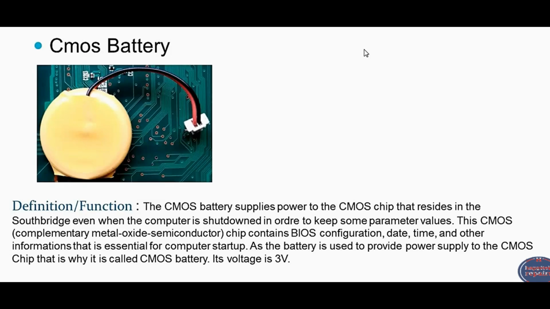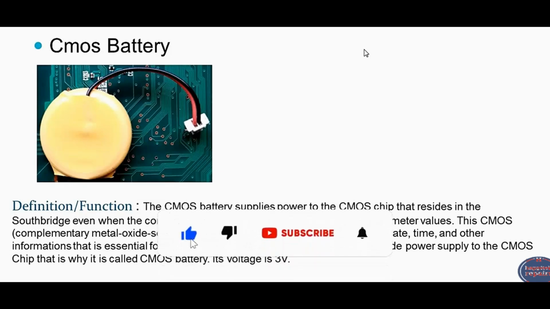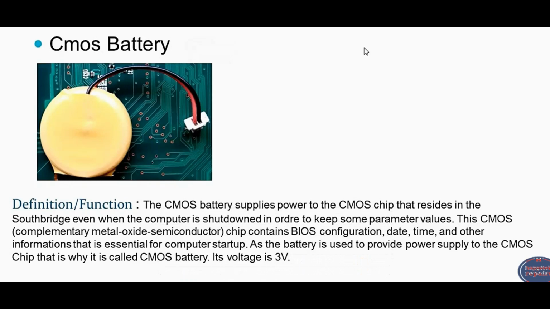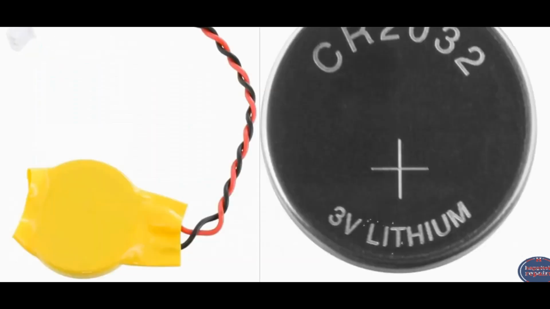The CMOS, or complementary metal oxide semiconductor chip, contains the BIOS configuration, or basic input-output system configuration, date, time and other information that is essential for computer startup. As the battery is used to provide power to the CMOS chip, that is why it is called the CMOS battery. Its voltage is 3 volts.